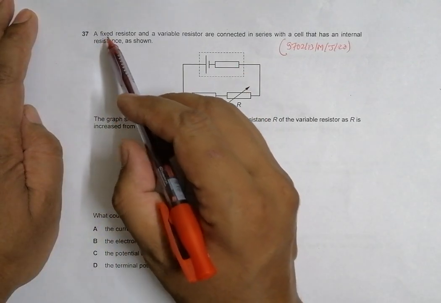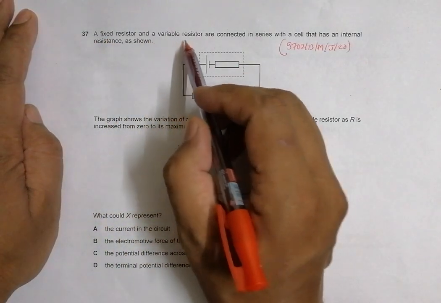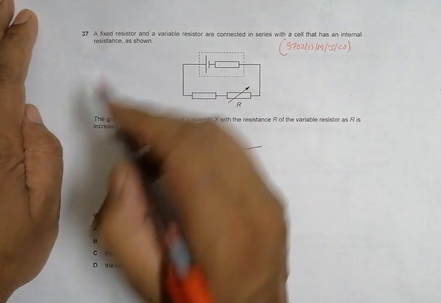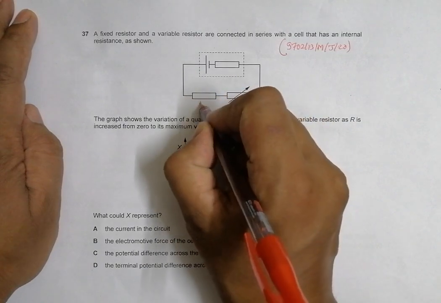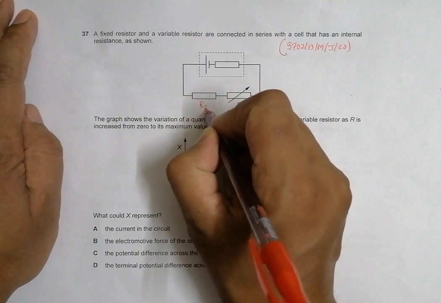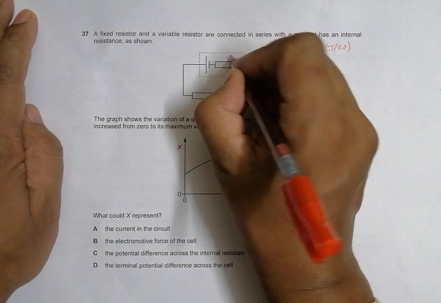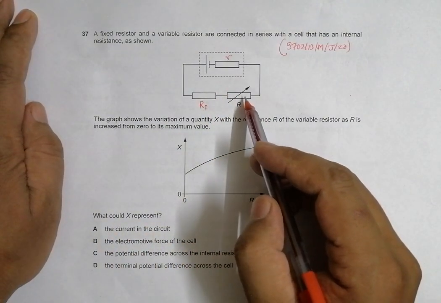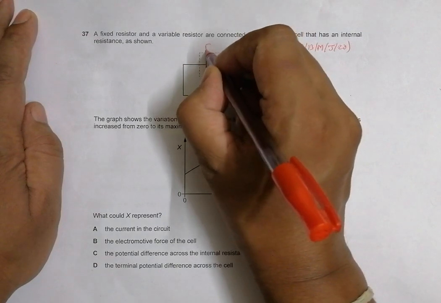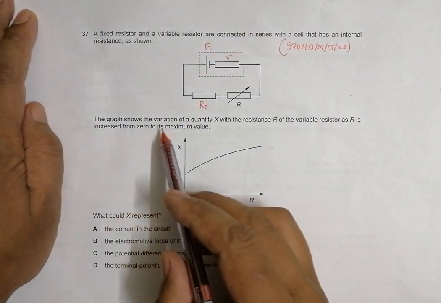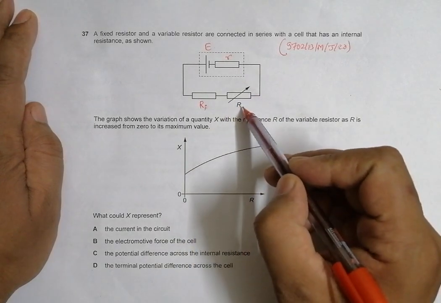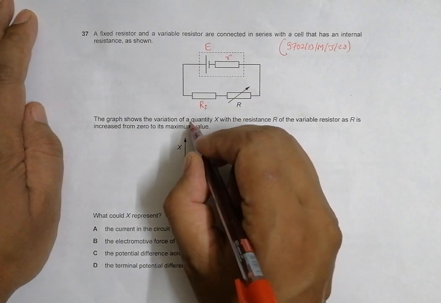It says that a fixed resistor and a variable resistor are connected in series with a cell that has an internal resistance as shown. So we have got a fixed resistor here, let me write it as RF. We have got internal resistance here in series with this variable resistor, which is in series with the source of EMF E. The graph shows the variation of a quantity X with the resistance R. So when R varies, an unknown quantity X varies.